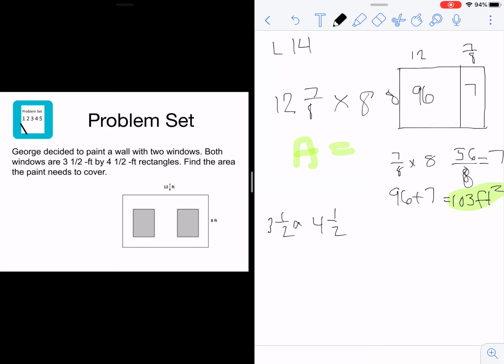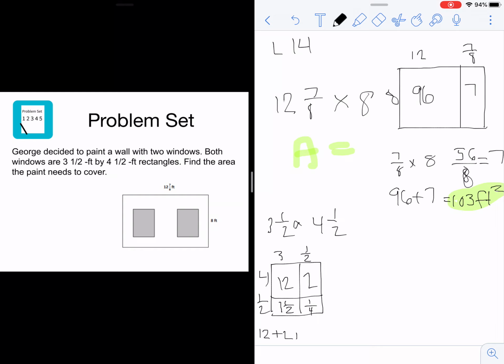So the windows, we have 3.5 times 4.5. Okay, 3 times 4 is 12. 4 times a half is 4 halves, which is 2. 3 times a half is 3 halves, which is 1 and 1/2. And then a half times a half is 1/4.